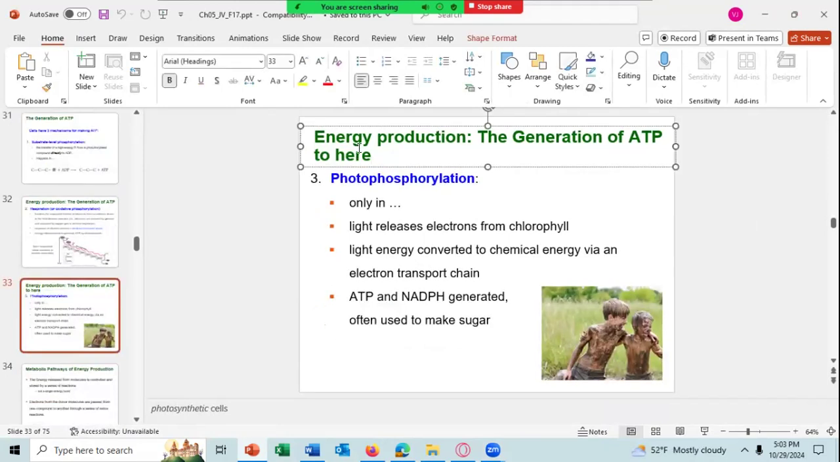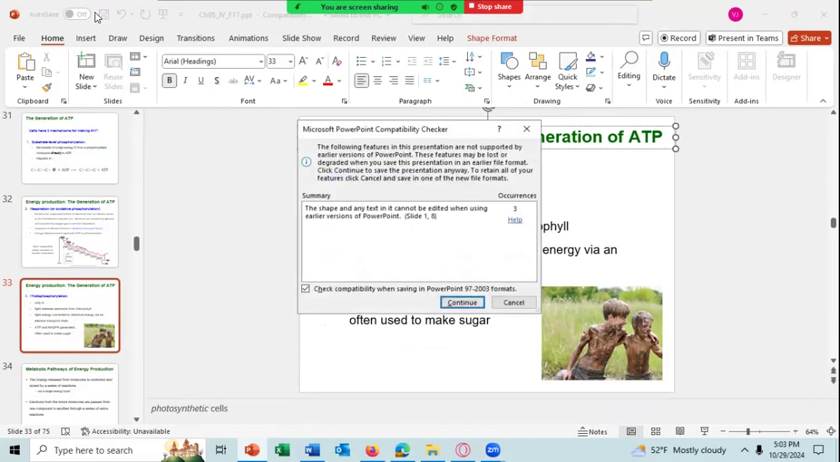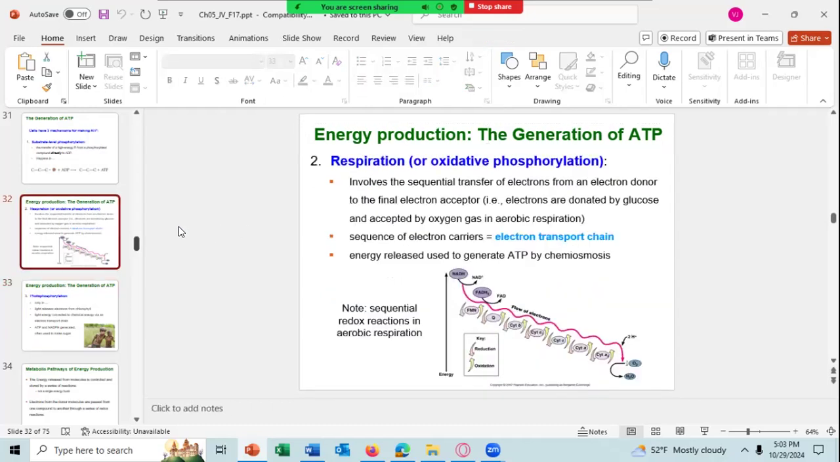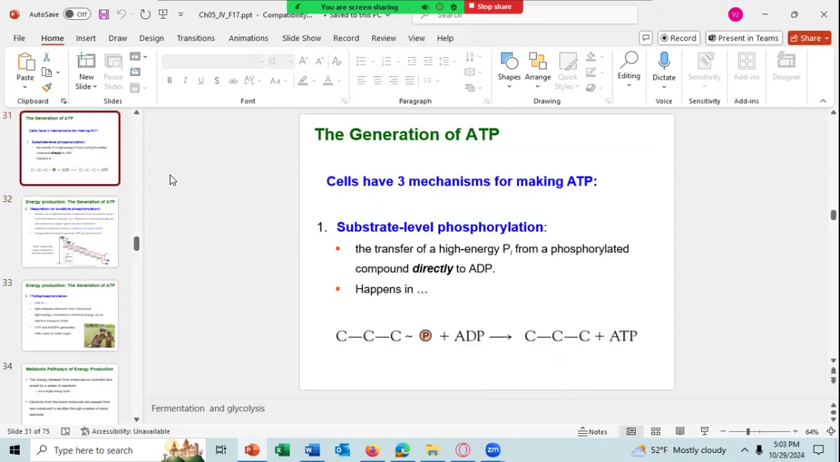So I do remember talking about photosynthesis. Photophosphorylation only occurs in photosynthetic organisms such as green plants and green bacteria. Photophosphorylation is one of the three ways that cells can make ATP. The other two ways are by respiration and by substrate level phosphorylation, where you move a phosphate from one molecule onto ADP.